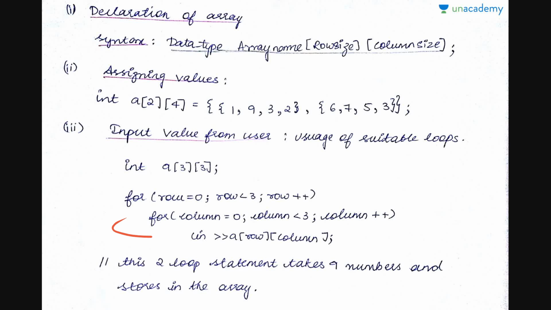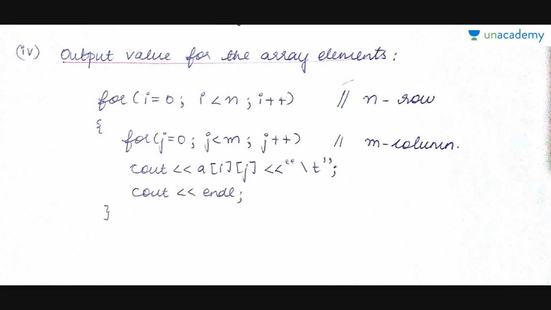Next this for loop condition fails and it goes to the first for loop and row gets incremented. So similarly, the second time what will happen is A of 1 0 will get input from the user. So it will be like A of 1 0, A of 1 1, A of 1 2. That's how the input takes place.